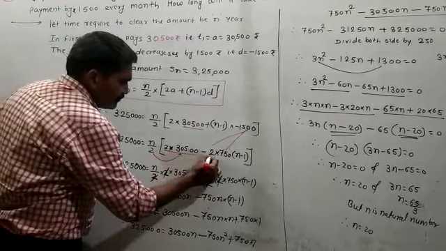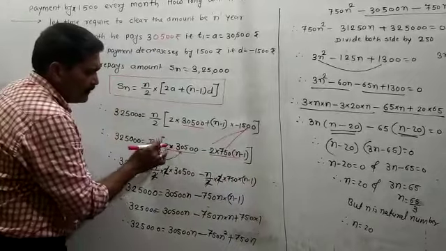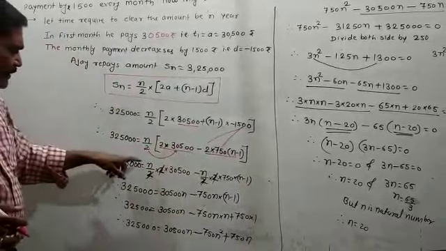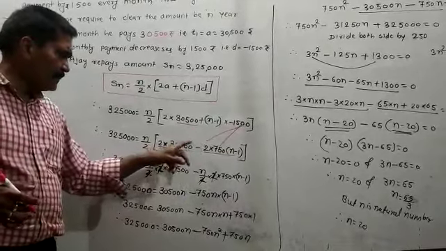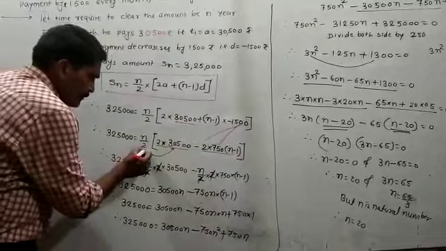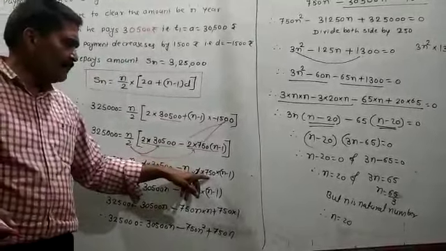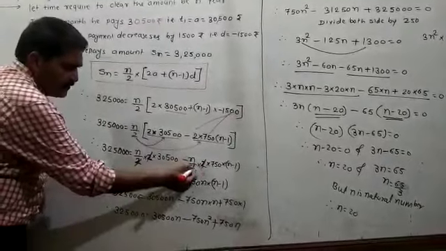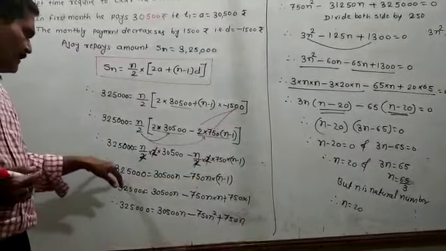These are the two terms. You have to multiply n upon 2 by this term and n upon 2 by this term. So this becomes n upon 2 multiplied by 2 multiplied by 30,500 minus n upon 2 multiplied by 2 multiplied by 750 into n minus 1. You have to strike this 2, this 2, this 2, and this 2. Whatever remains, you write as it is.